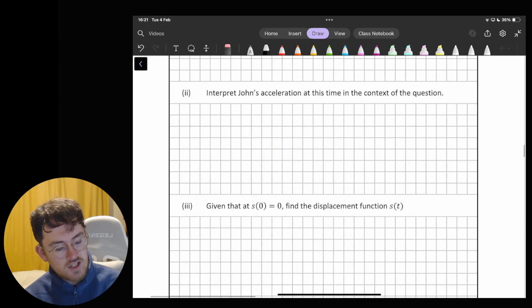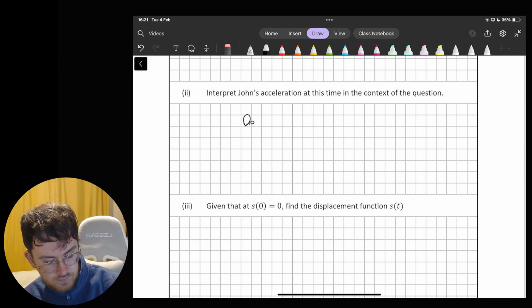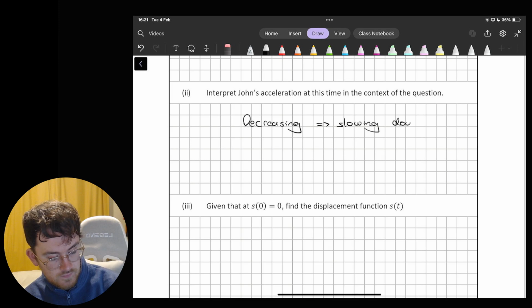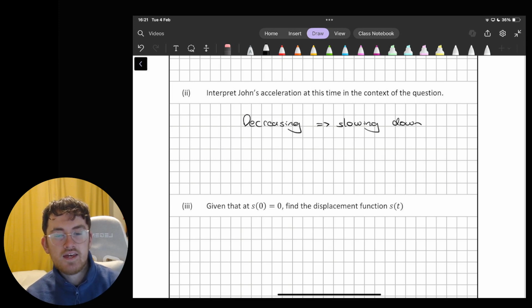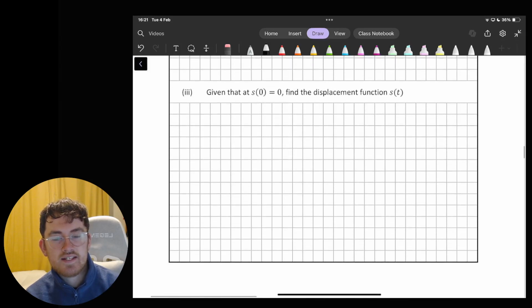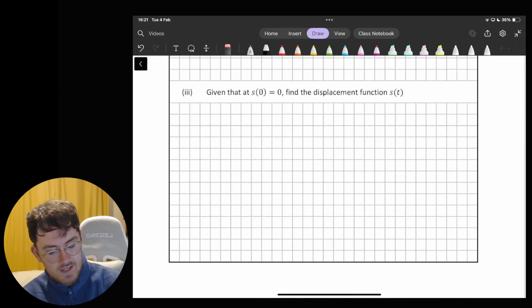Interpret John's acceleration at this time in the context of the question. So it's negative, which means he's slowing down. He's decelerating essentially.